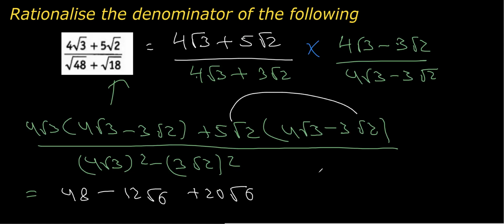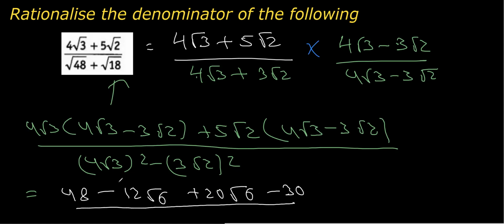For this, 5 into 3, right, 5 into 3 is 15 and root 2 into root 2 is 2. So that comes out to be negative 30. And in the denominator, we have the square of this, 4 square is 16 into 3, that is 48, minus 3 square is 9 and 9 into 2 is 18.